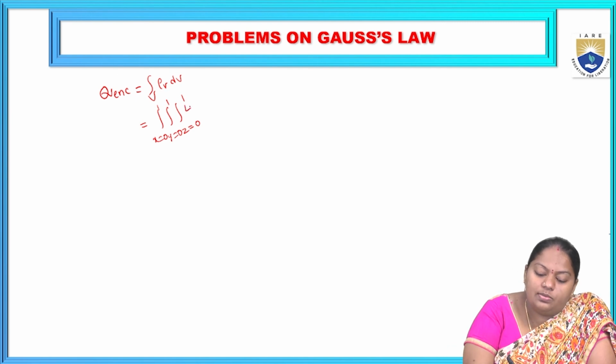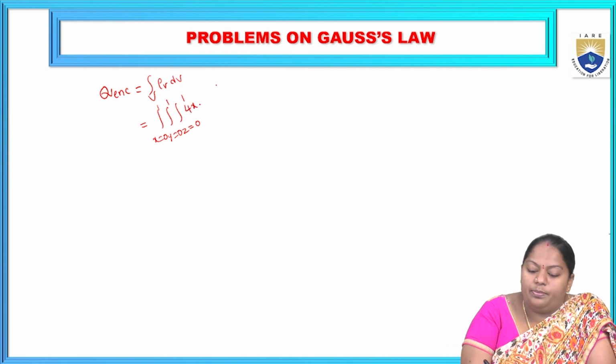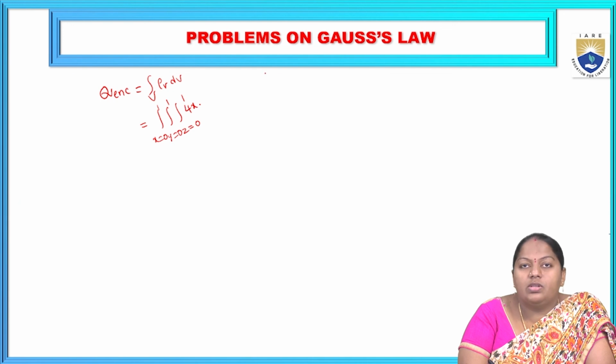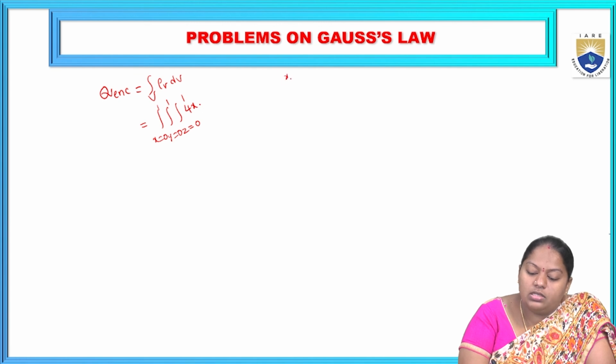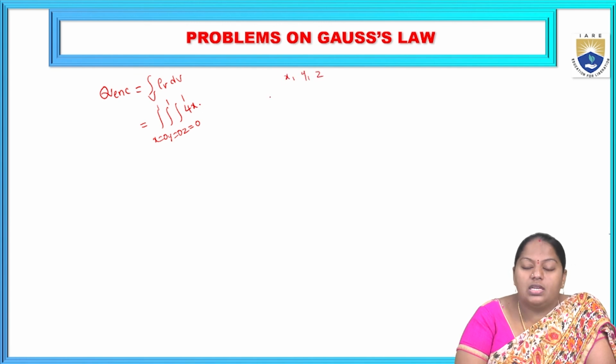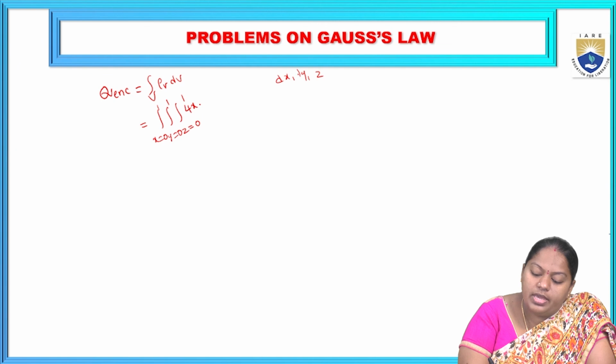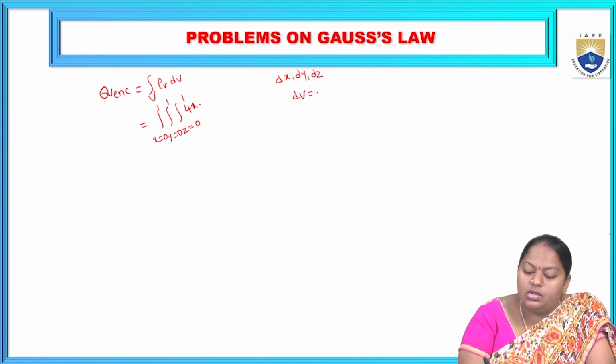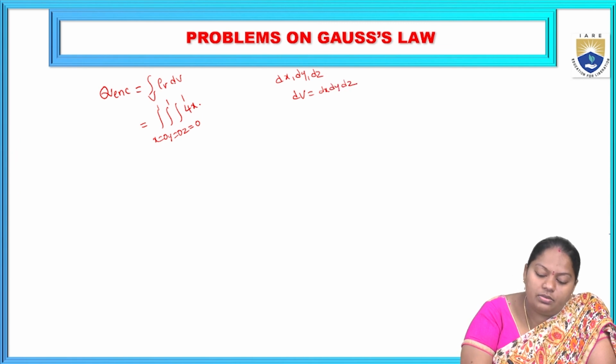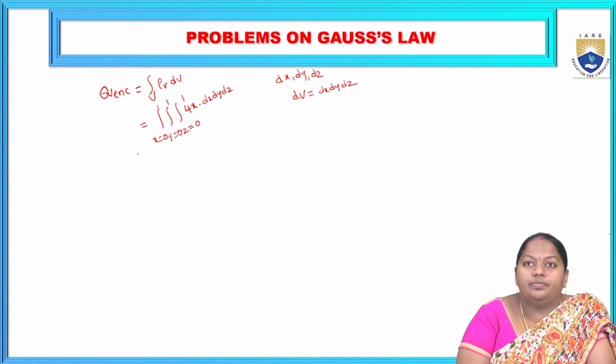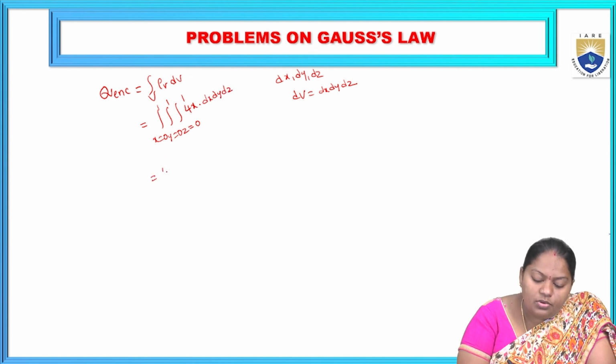In place of rho v, we substitute 4x, and the variables x, y, z are given in the problem. Hence, the given coordinate system is a rectangular coordinate system. For a rectangular coordinate system, variables are x, y, z, and the differential components are dx, dy, dz, and the volume formula becomes dv equal to dx dy dz. Hence, in place of dv, we substitute dx dy dz. Then 4 is a constant.